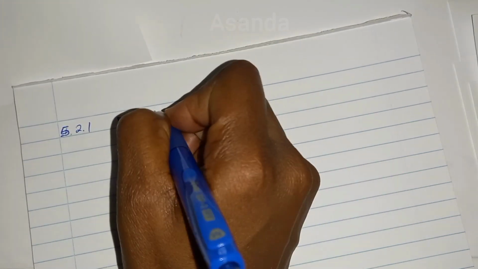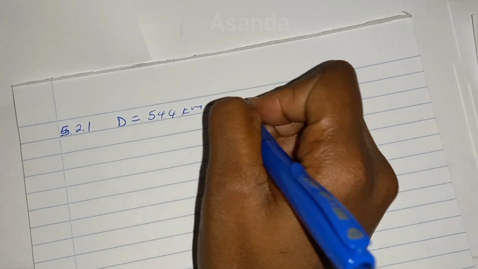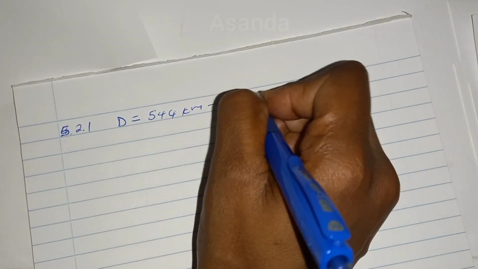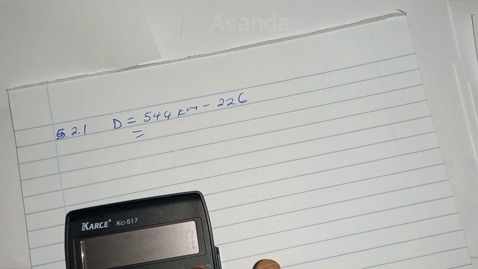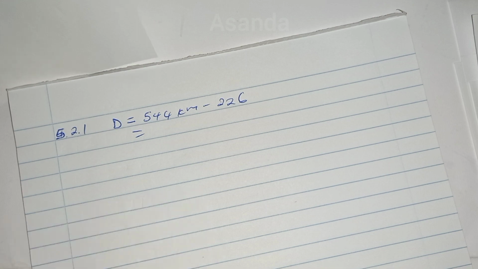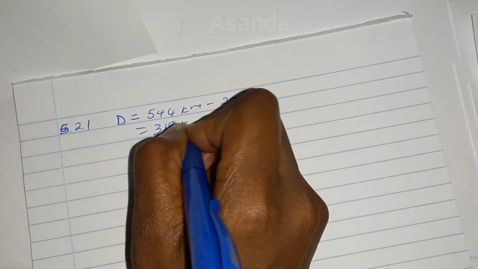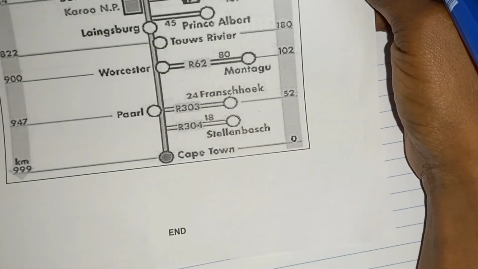5.2.1. Distance is equal to 544 kilometers minus 226. 544 kilometers minus 226, and that's 318 kilometers. Okay.